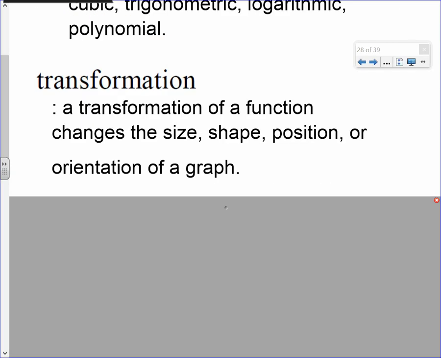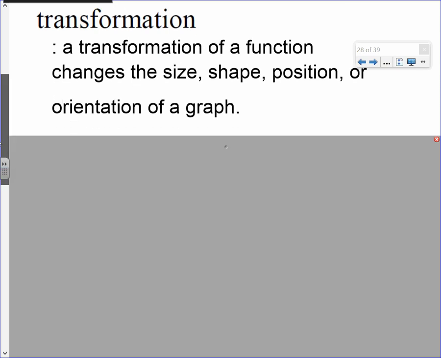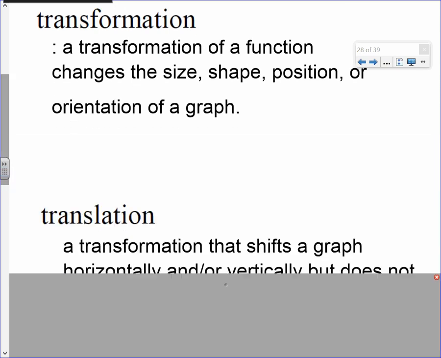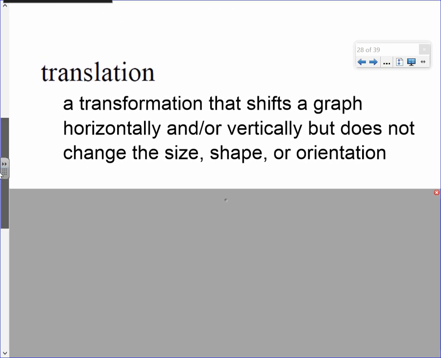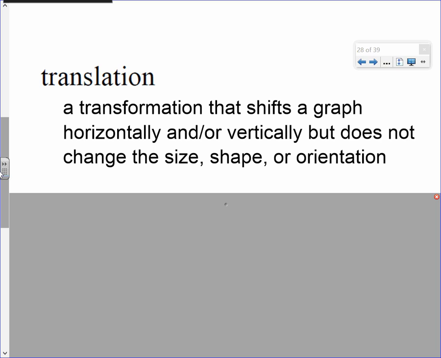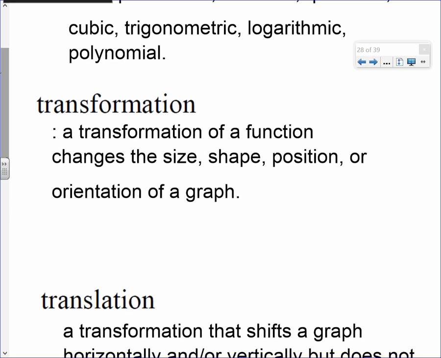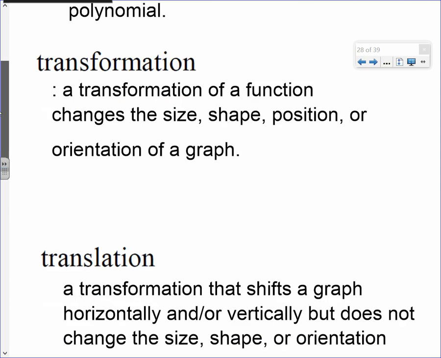In other words, you just saw me transform the parent function into two children a little while ago with the quadratic. I made one skinnier, the first child, and I changed the position of the second child, the green one. Okay? Next word. You guys are doing good. Translation. So translation is a kind of transformation. So you have transformation that describes any kind of change. Now, let's get into some specific kind of changes. One kind of change is a translation.